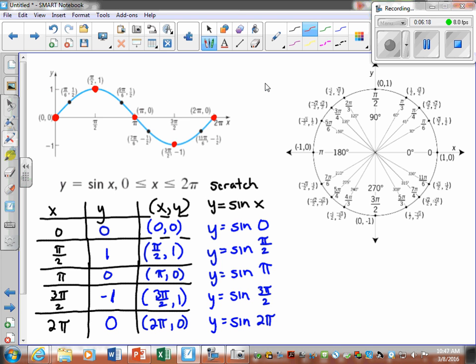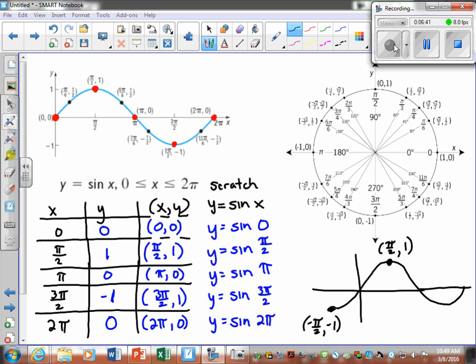Now this is a particular parent graph of our sine function. We're going to be talking about different types of sine functions when it's not just the parent graph, when we have different amplitudes or different periods going on. But this is the heart of how we derive this sine of x function to see all the components of it.